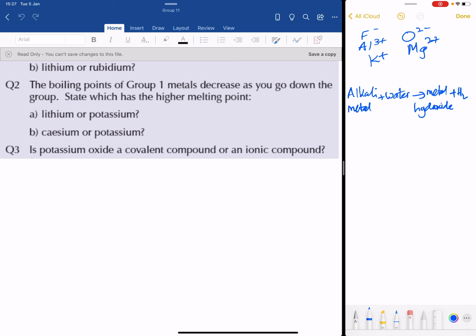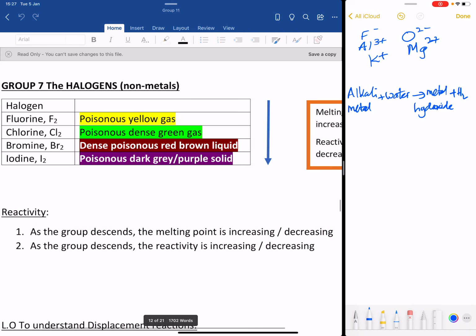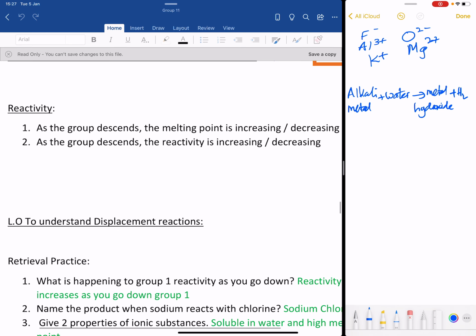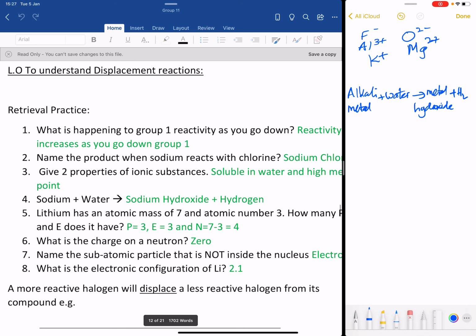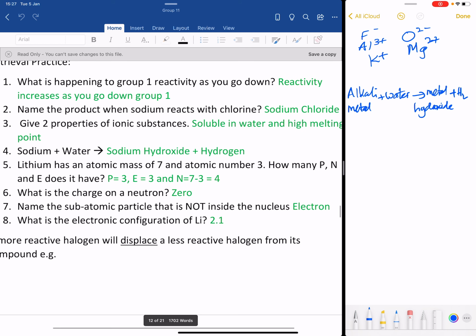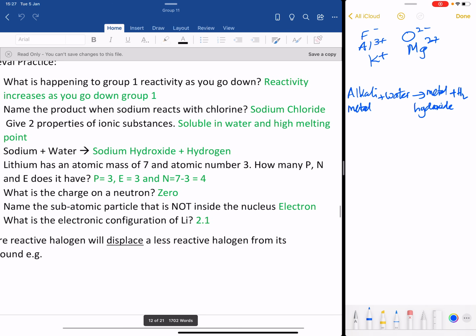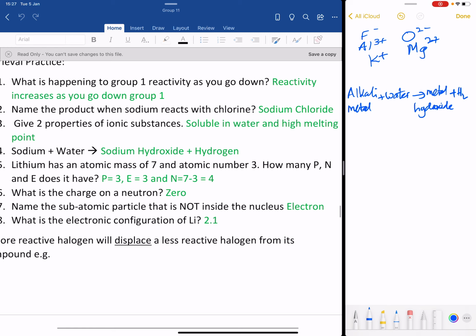We'll move on. We're now going to take a look at group 7. You can see that fluorine, chlorine, bromine, iodine. In this case, the melting point is increasing and the reactivity is decreasing. Displacement reactions. Here's a few questions for you that you can have a look at, and the answers are already included. Pause the video here. Okay.